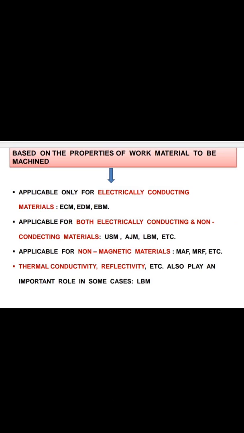Examples for this kind of machining are USM, ultrasonic machining, AJM, abrasive jet machining, LBM, laser beam machining, etc. The fourth one is the application for non-magnetic material. For this they have MAF, MRF, etc. And thermally conducting and reflecting material also plays an important role in some cases, such as laser beam machining. Okay.